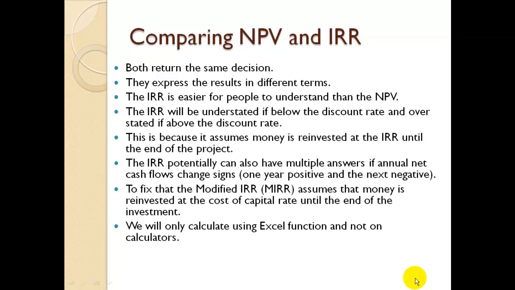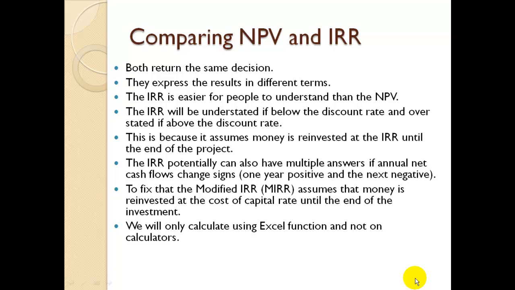IRR is easier for people to understand because it's a percent. Oh, you're making 12% on the investment. They immediately grasp that. With the NPV, when they say your NPV is this amount of money, it's hard for people to grasp what that means, and sometimes you have to explain what that means.